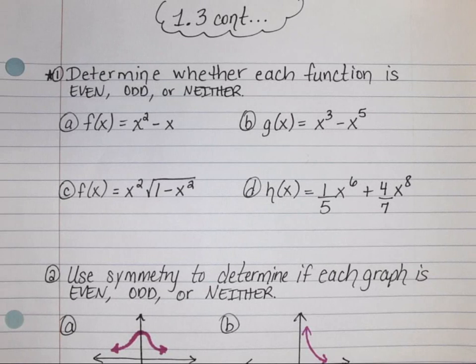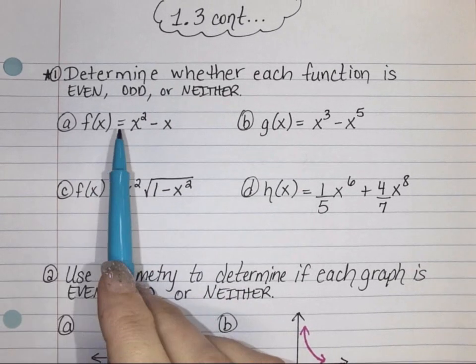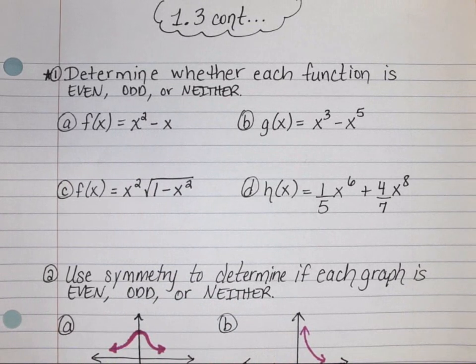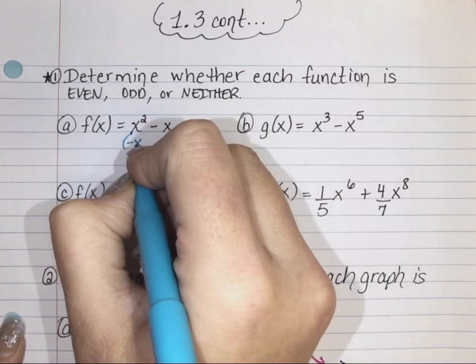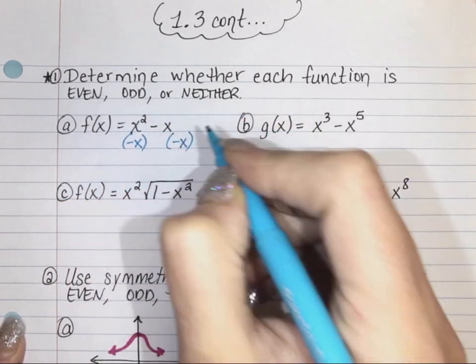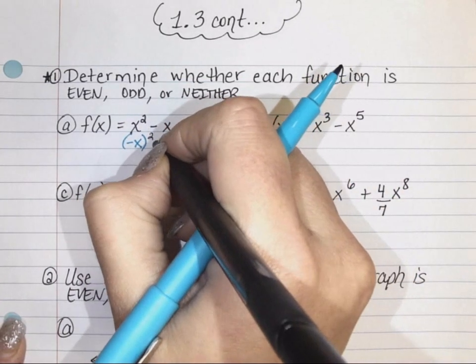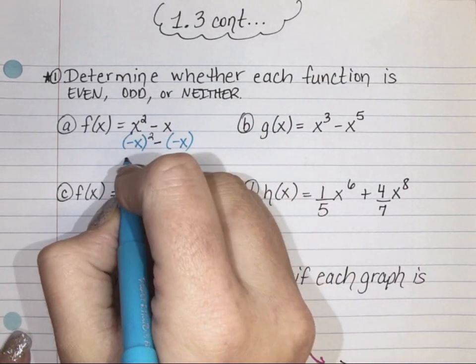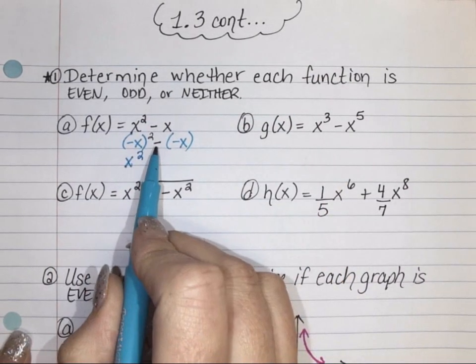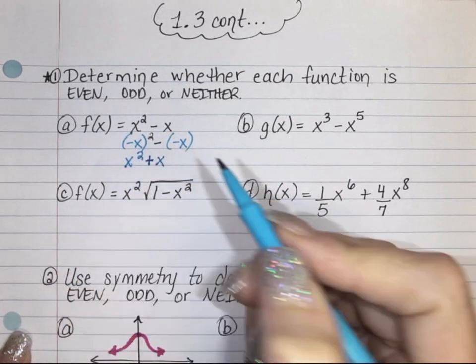Okay, in the next 4 problems, we're going to practice determining algebraically whether each function is even, odd, or neither. In part A, we have the function f of x equals x squared minus x. If we plug in -x everywhere we see an x and simplify, of course, -x squared is going to stay positive, and then this would actually become positive x.